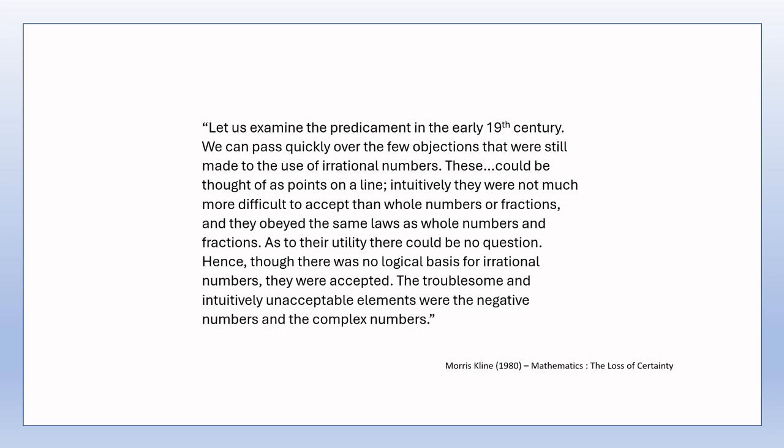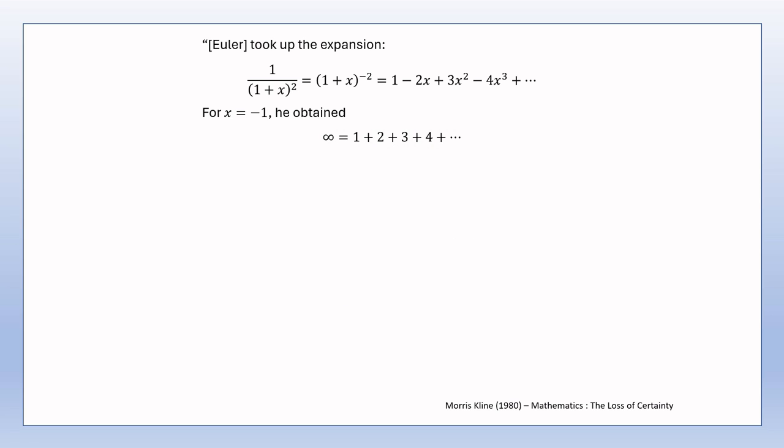The following is a quote again from Klein, which shows that although Euler was an authority in mathematics, his views were sometimes quite confused looking at things from a modern perspective, and he certainly didn't have the final word on the matter. Klein says, Euler took up the expansion 1 over (1 plus x) squared, which is equal to (1 plus x) to the power of minus 2, which equals 1 minus 2x plus 3x squared minus 4x cubed plus and so on. For x equals minus 1, he obtained infinity equals 1 plus 2 plus 3 plus 4 plus and so on. And this sum seemed reasonable.